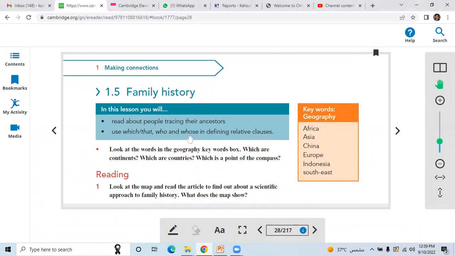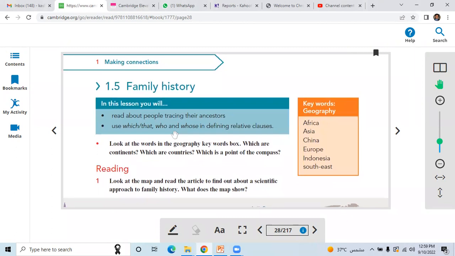Today we have studied lesson number 1.5 about family history. So in this lesson, we have learned about people and tracing their ancestors. In the English section, we'll use which and that, who and whose in defining relative clauses.